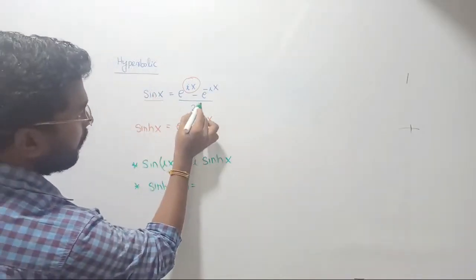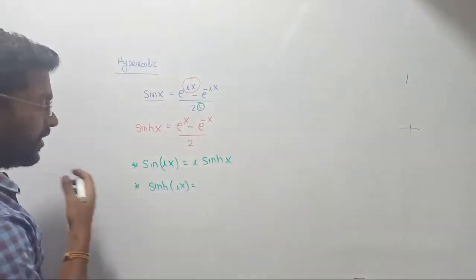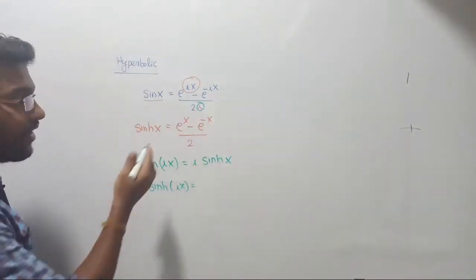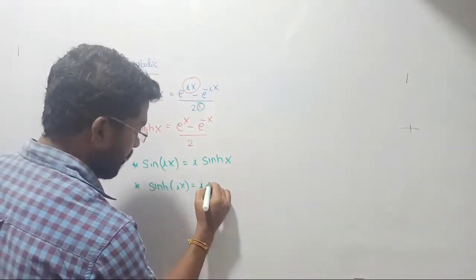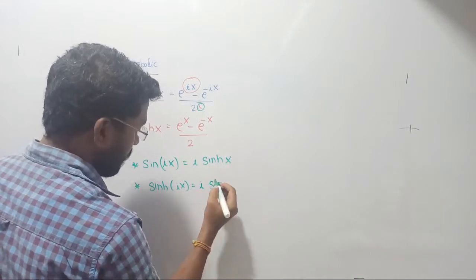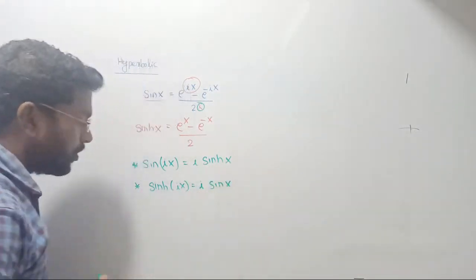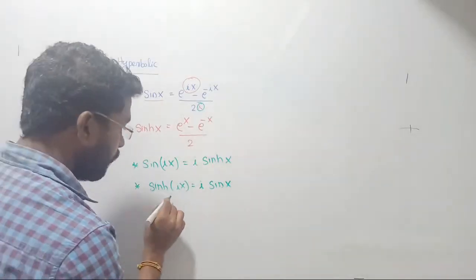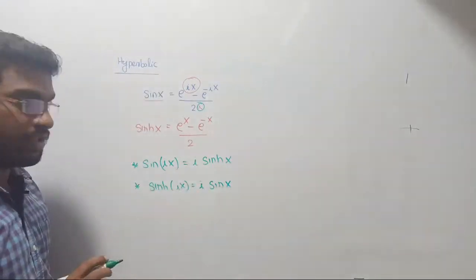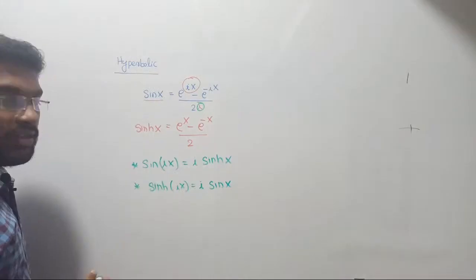See that in the relation, one i is missing in between these two, so that i will come outside. So that is i times sin x. So the conclusion is: if you consider i inside, that i will come outside. That is the relation between these two.